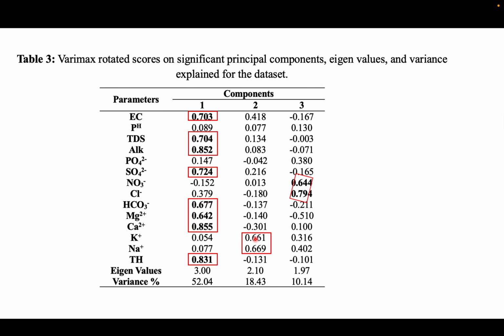Similarly, in PC3 you can see that PC3 accounts for 10.16% of the total variance and has a strong loading on nitrate and chloride. So this indicates potential contribution from anthropogenic activities. However, of course, it depends on your findings and observations from the study sites.